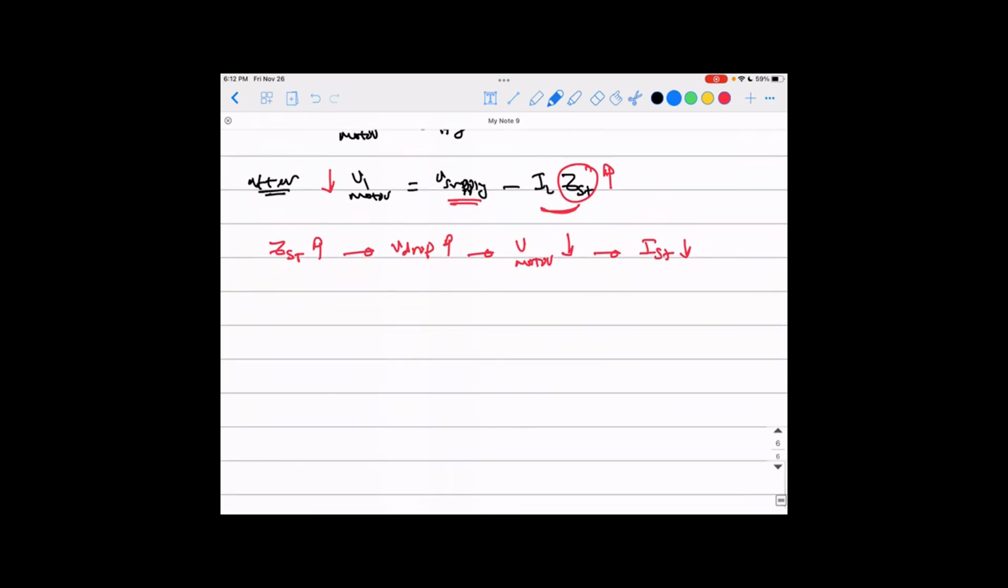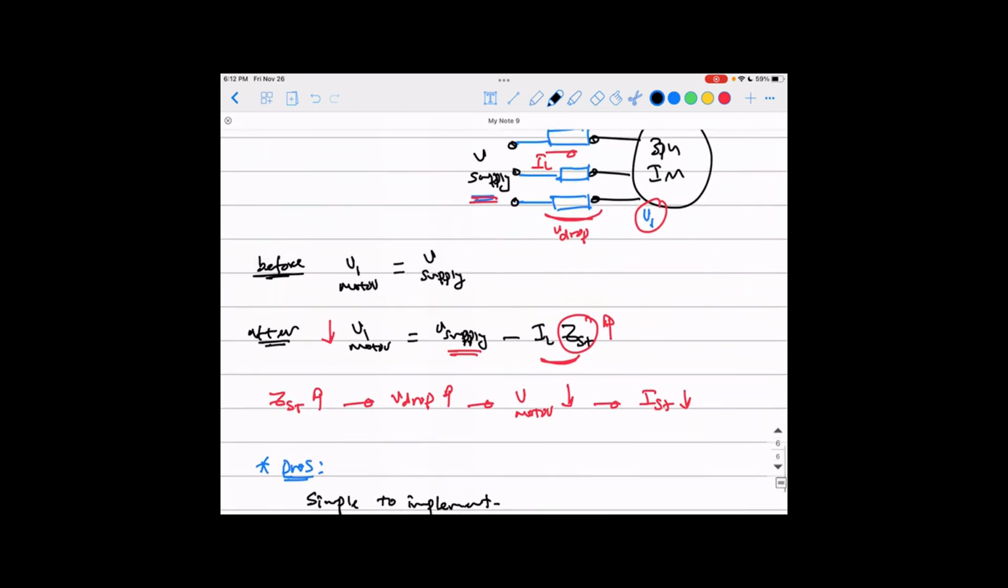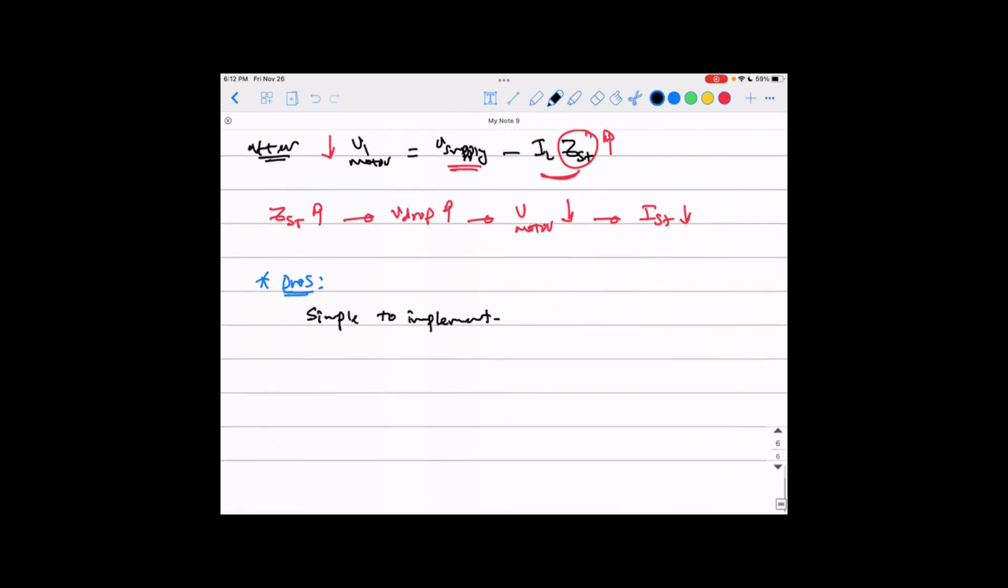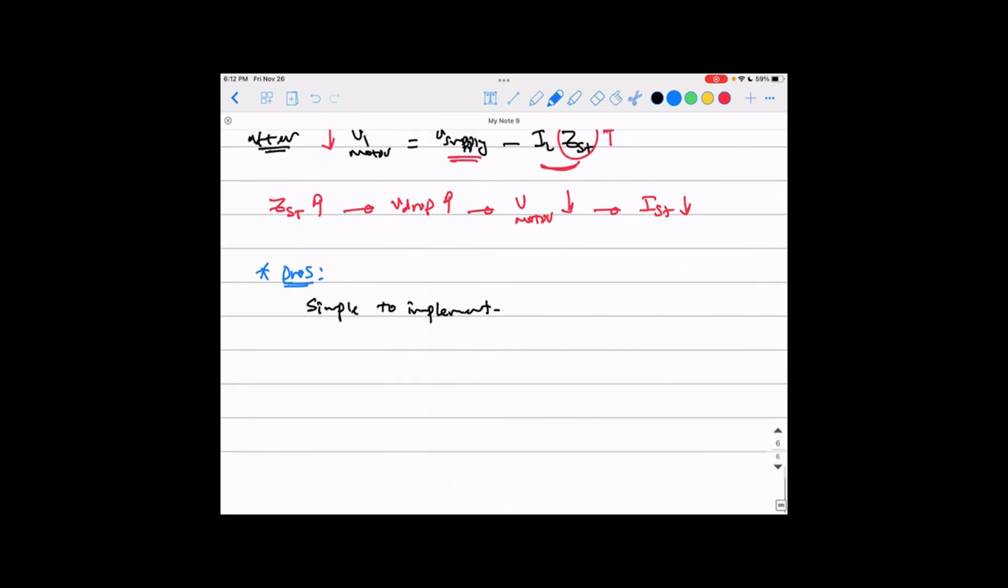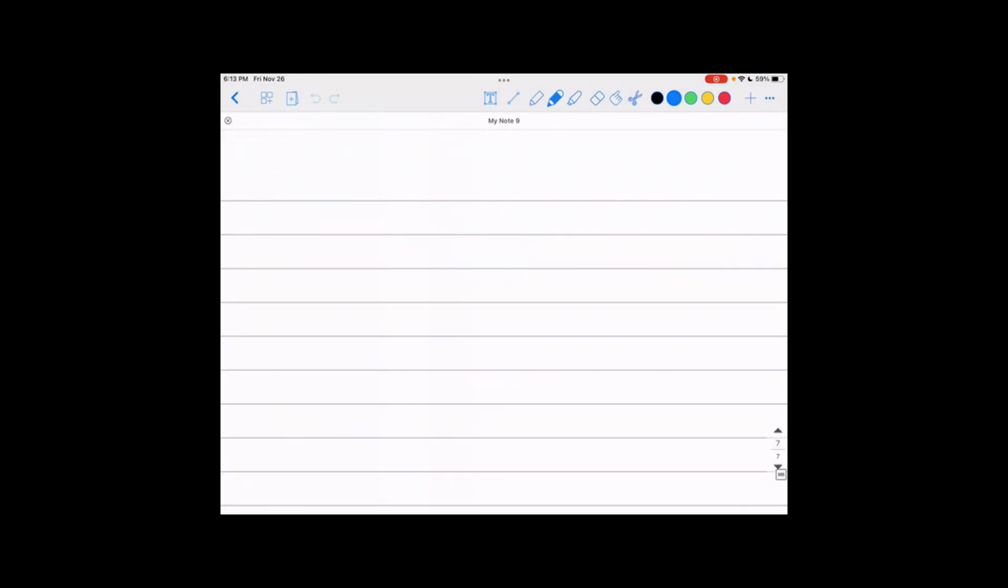Okay, guys? So what are the pros and cons of this method? The pros: basically it is simple to implement. It's a very simple method. You just get an external impedance, basically a resistance and inductance, whatever you want to have, and just connect it in series. That's very simple to have. But there are a lot of cons here. Even though it looks good, that's not that good.